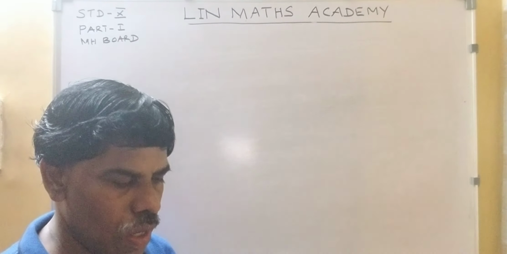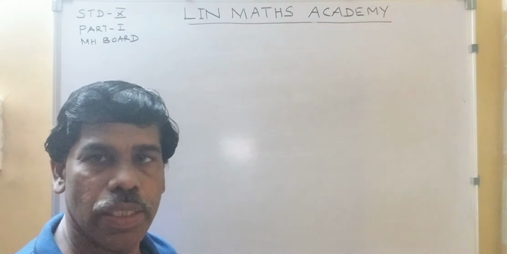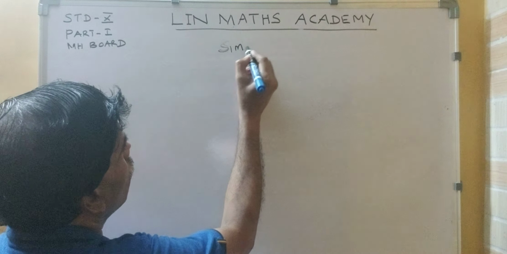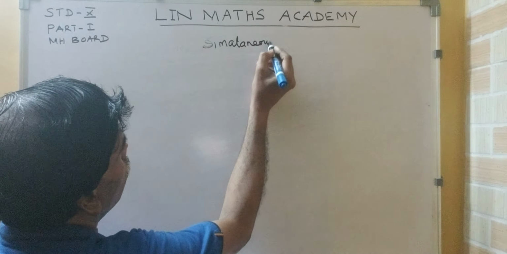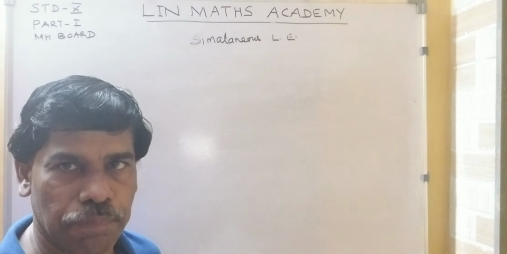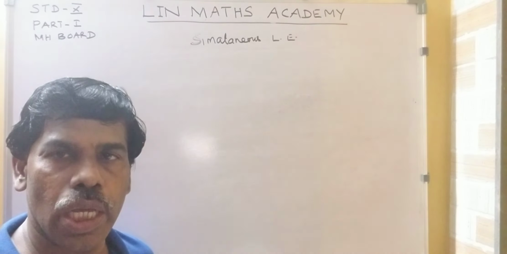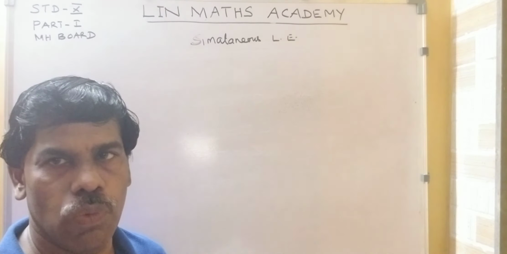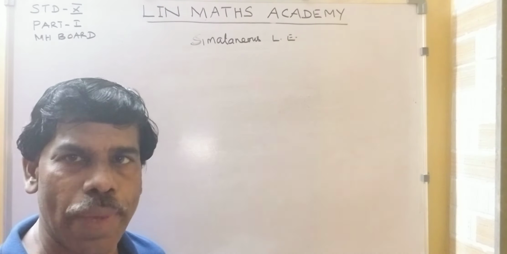Now we'll start doing simultaneous linear equations. Simultaneous means at a time. Since we are going to solve linear equations in two variables, you need two such equations to get the value of x and y. That is why we call it simultaneous linear equations, or some people say system of equations. Now let us start solving this simultaneous linear equation.